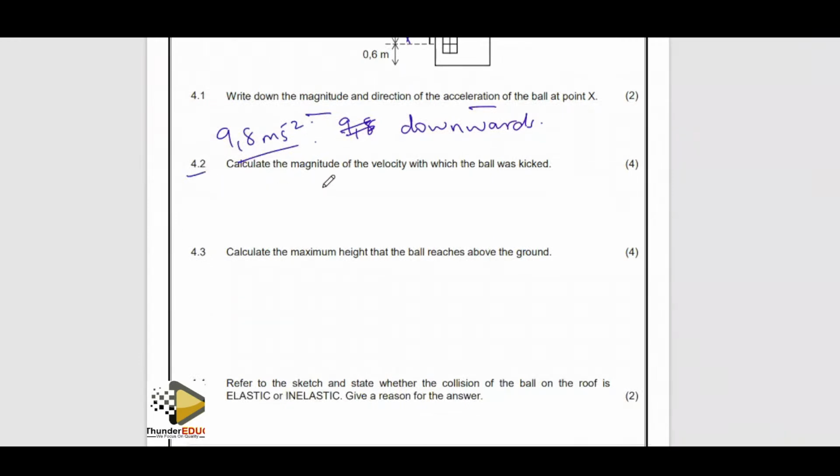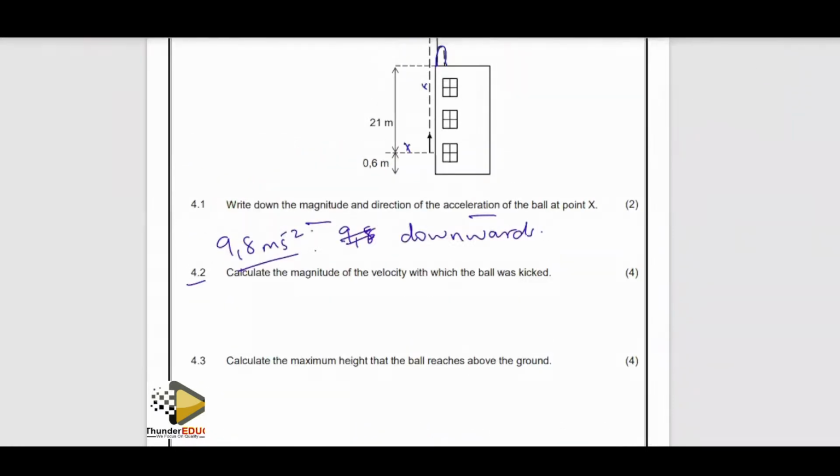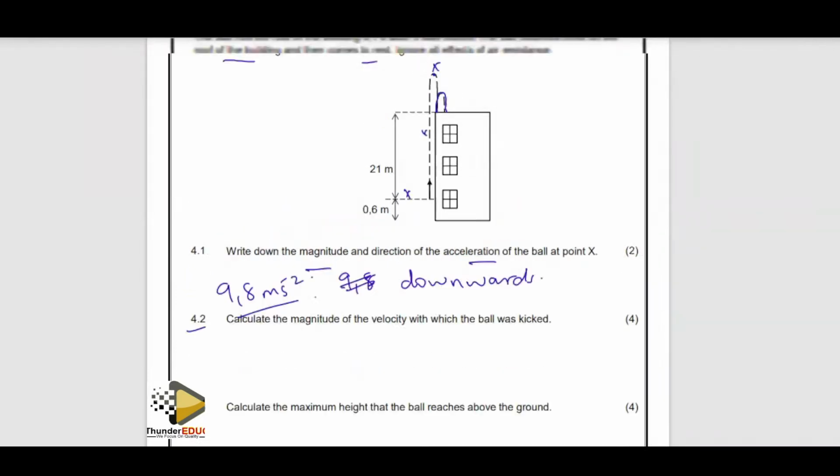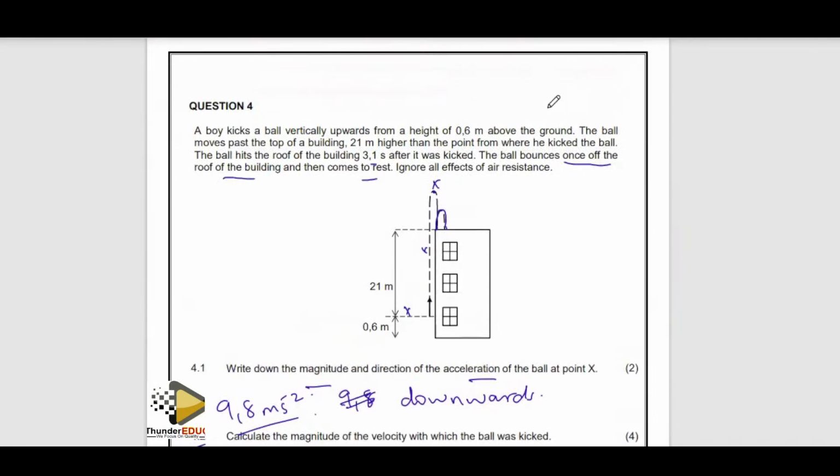Then 4.2, calculate the magnitude of velocity with which the ball was kicked. So we're looking for the initial velocity. What do we have in the question? We know that this is 0.6 above, which means the ball is going to travel 21 meters from where it was kicked. And it takes 3.1 seconds where the ball hits the roof of the building after it was kicked.